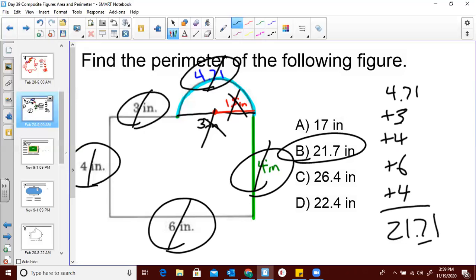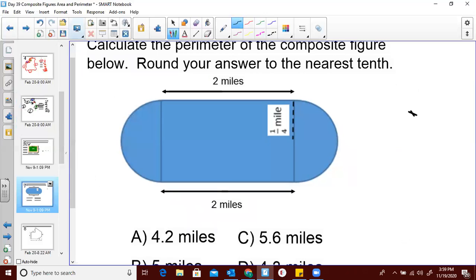All right, and last, when it comes to perimeter, we're going to do this track problem.